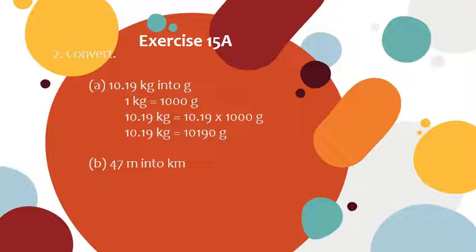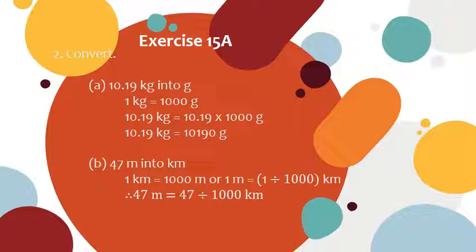Now let's come to the next part. The next part of the question is convert 47 meter into kilometer. Now children, meter is the smaller unit and kilometer is the larger unit. And 1 kilometer is equal to 1000 meter, or we can say that 1 meter is equal to 1 divided by 1000 kilometer. Therefore, 47 meter is equal to 47 divided by 1000 kilometers. That is 47 upon 1000 kilometer, which is equal to 0.047 kilometers. So 47 meter is equal to 0.047 kilometers.